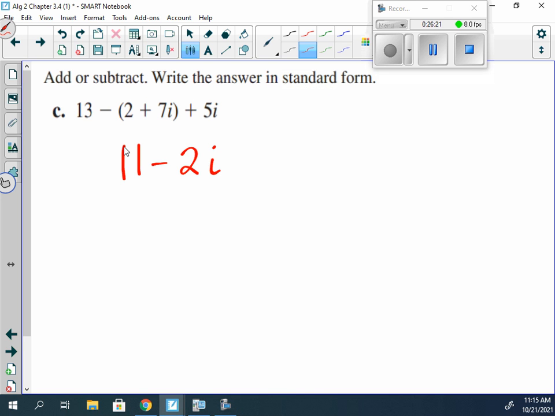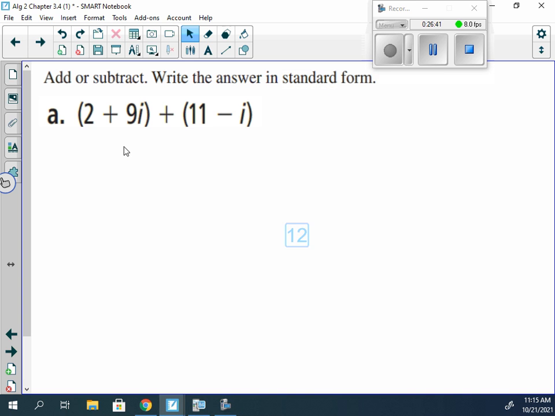Because 13 minus 2 is 11. 5i minus 7i would be negative 2i. Any questions on this here? We ready for what's next? Do we need to see another example of addition or subtraction? Okay.